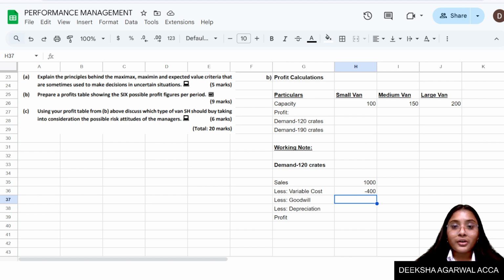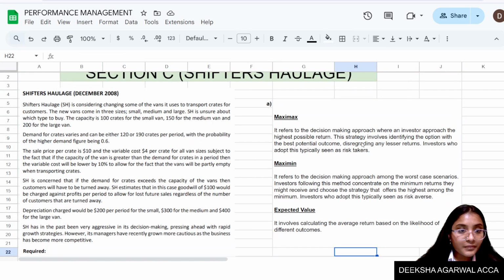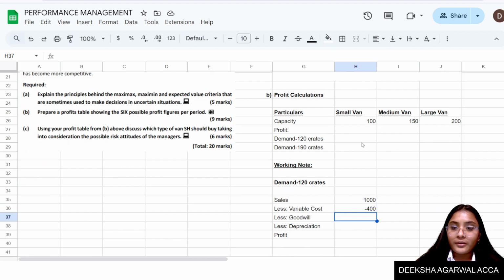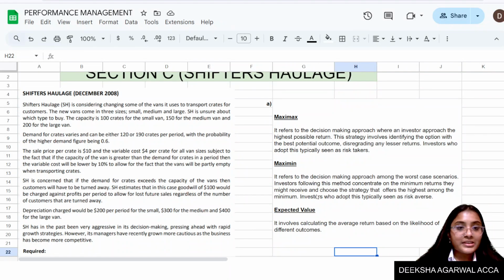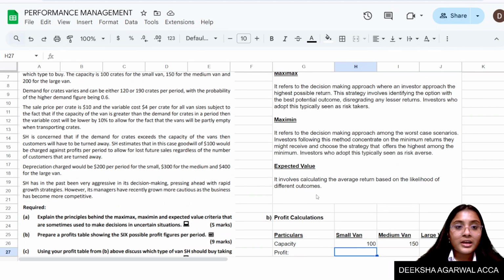Now, what is your goodwill? Okay. So your goodwill is basically, you can see if you read your first, second, third, fourth paragraph, it is written in the second line itself. There's such estimate that in this case goodwill of 100 would be charged against profit. So $100 will be my goodwill. Directly that is given to me, right? I don't need to do anything else. Now I am given the depreciation. What is my depreciation? You can see my depreciation charges $200 for the smaller ones.